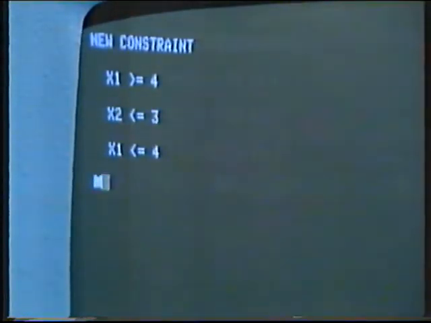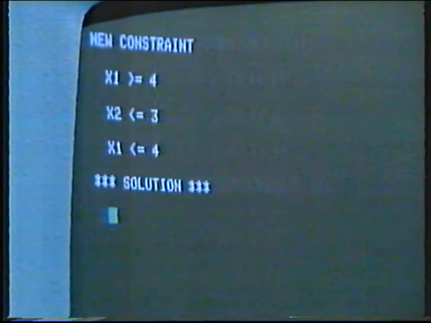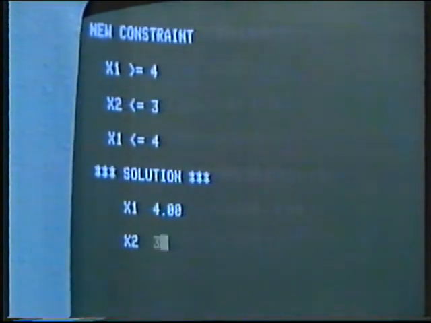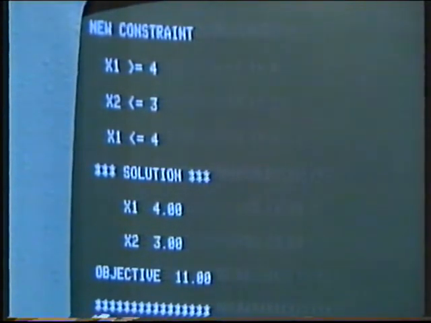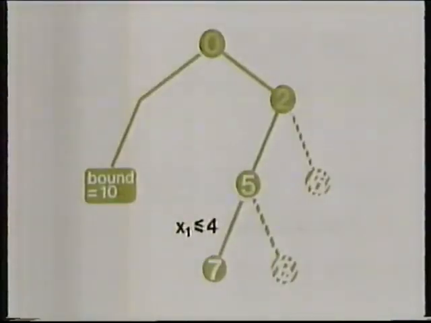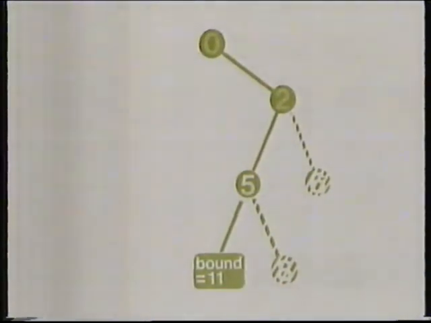There's the restrictions. You see, those actually force x1 to be exactly 4, and here's the solution. Now that is an integer solution, and the value of the objective is better than the bound. So we've got a new bound, and we can forget about the current bound. At this stage we know that the solution must either be this current bound or one of the two stored problems, problems 8 and problem 6.